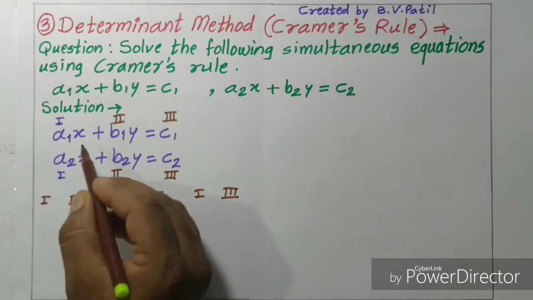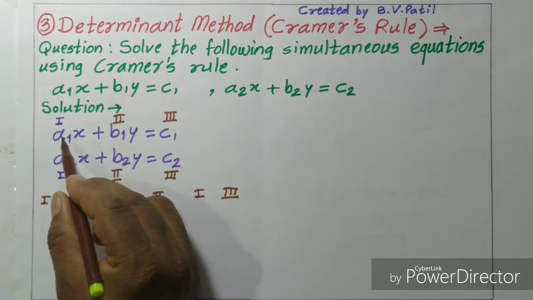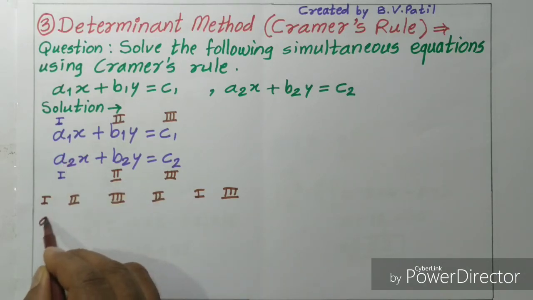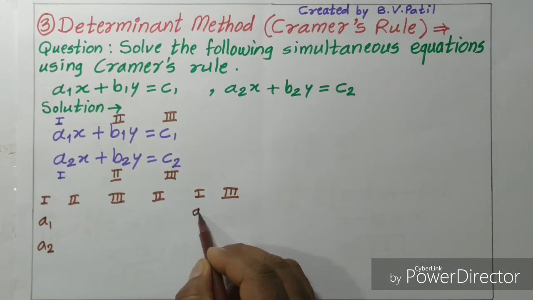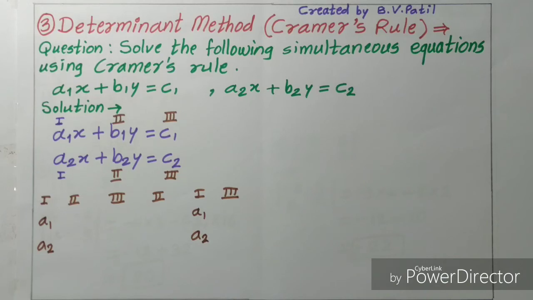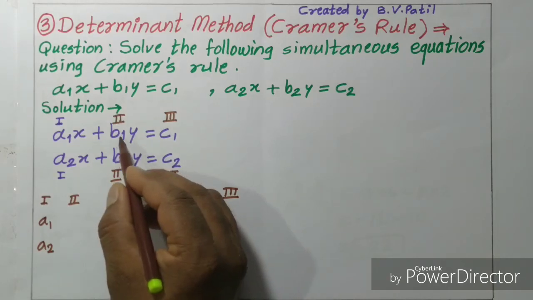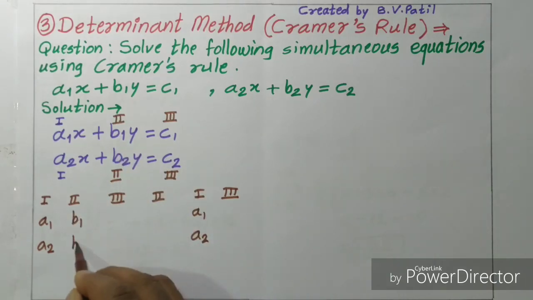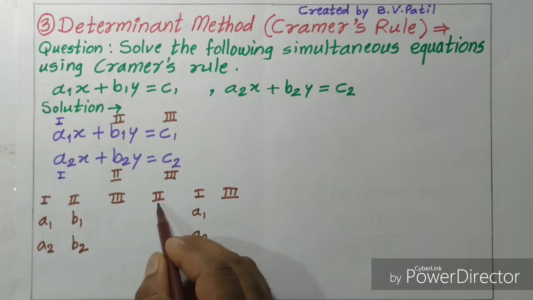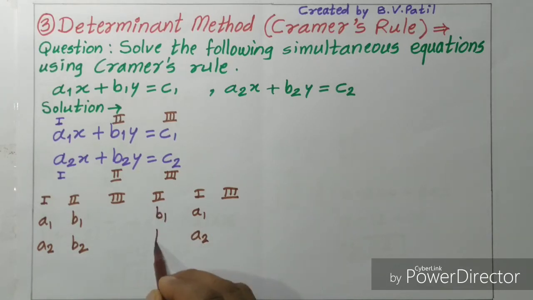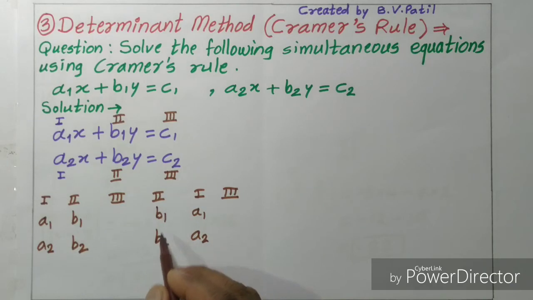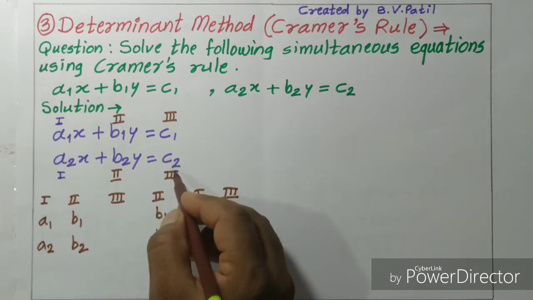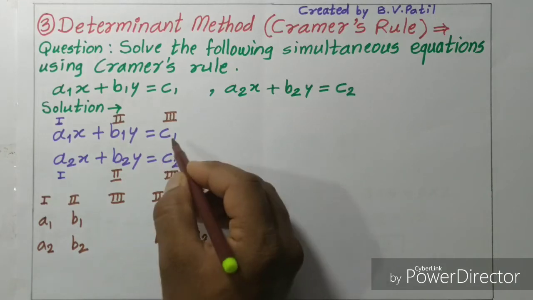Under Roman number 1, we write the coefficients of x. Which are the coefficients? A1 and A2. Under Roman number second, we write B1 and B2, which are the coefficients of y. Then third means the constants. Which are the constants? C1 and C2.